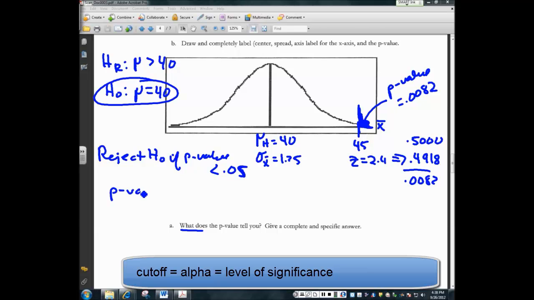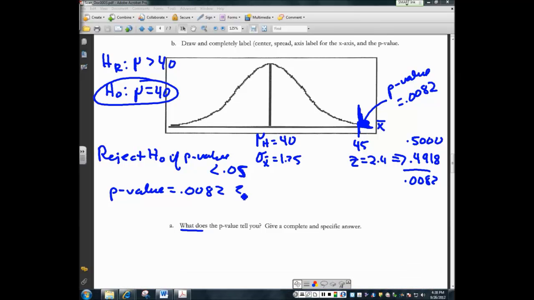But anyway, our p-value is equal to 0.0082. That is less than 0.05. Therefore, we reject H0 and conclude mu is greater than 40. And you will get the same conclusion either method. They're just two sides of the same coin, two different ways to think and report about the hypothesis and the testing of it in this case.